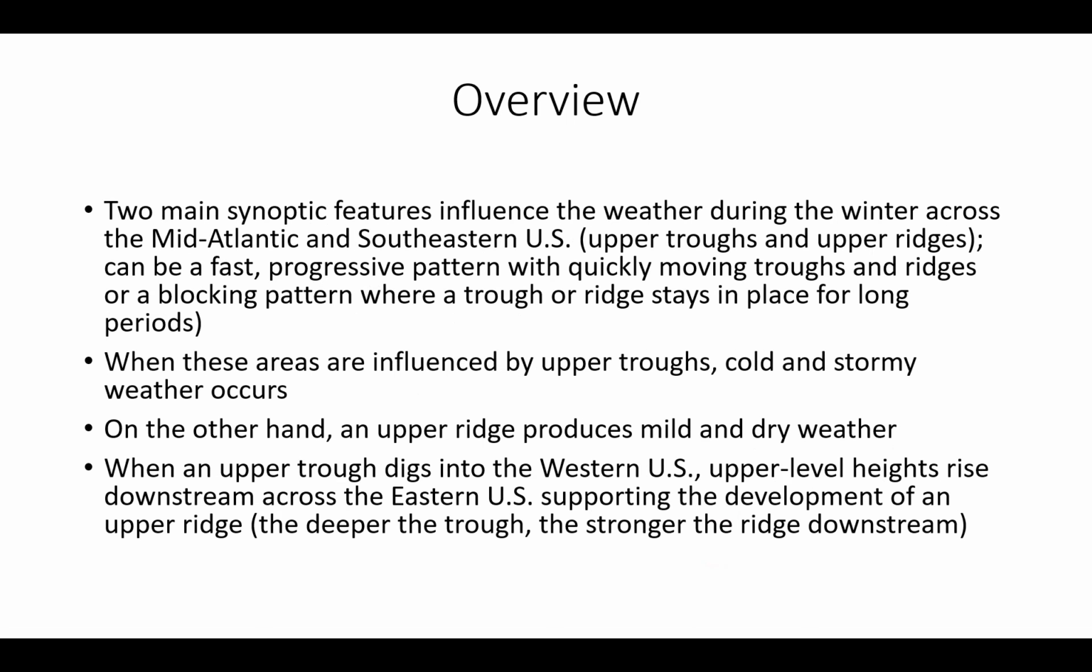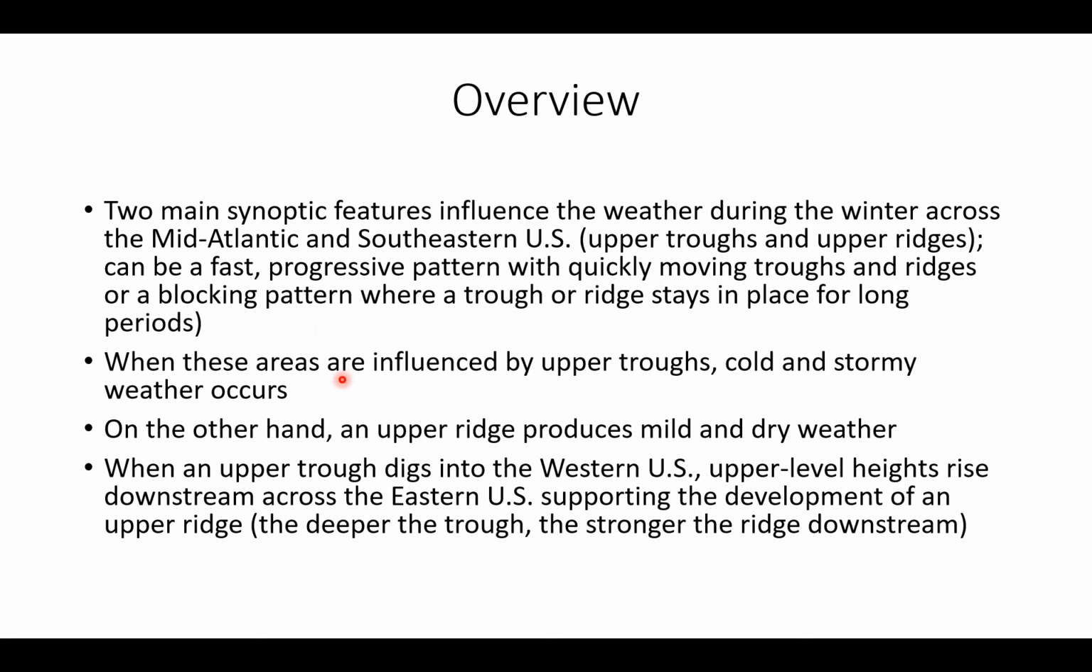Now, just to give you an overview of things, we typically see two main synoptic weather features that influence the weather conditions during the winter across the mid-Atlantic and southeastern U.S. We see upper troughs as well as upper ridges. Now, we can see a fast progressive pattern with quickly moving upper troughs and upper ridges moving fast from west to east. Or during the winter, we will see what's known as a blocking pattern, where an upper trough or upper ridge stays in place for long periods of time.